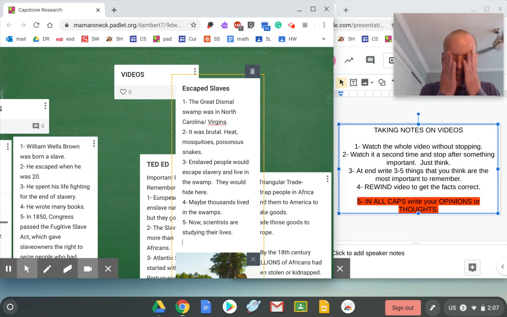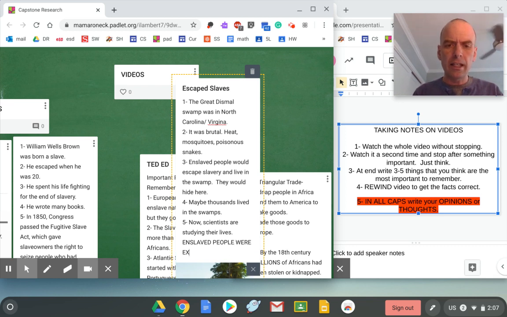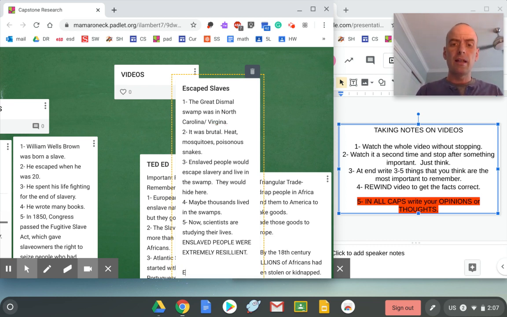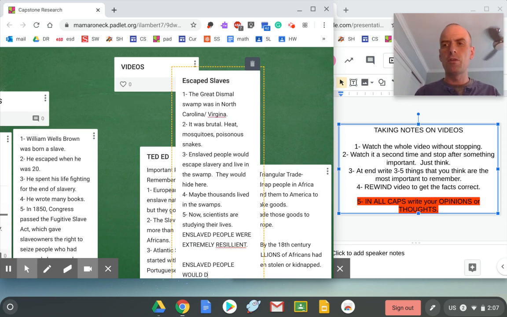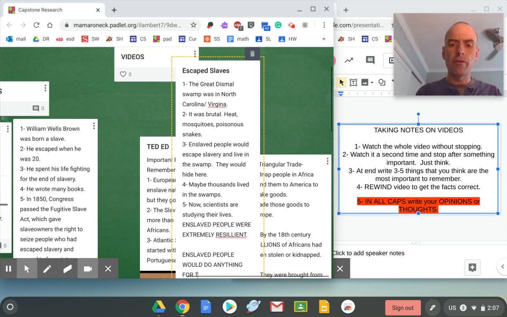And one thing that I keep hearing about this is that the enslaved people were extremely resilient. That might be one thing I'd say. Like, enslaved people were, all caps, extremely resilient. Or enslaved people would do anything for freedom. These are my 2 opinions, guys.